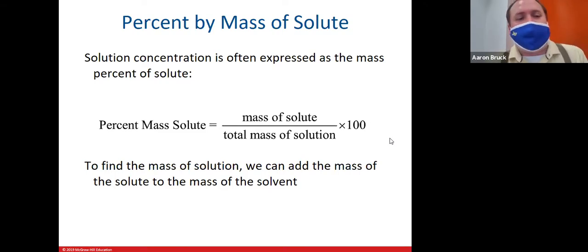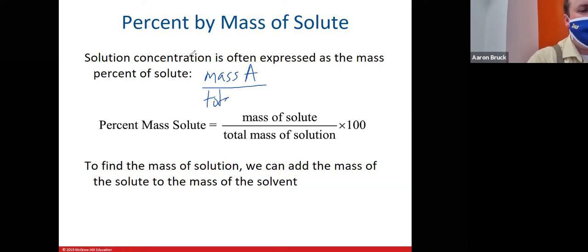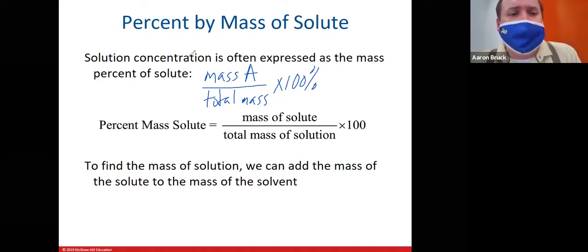Percent by mass can be measured as the mass of solute divided by the total mass of solution multiplied by 100%. We did something similar to this again in that percent composition unit when we had mass of element A divided by total mass times 100%. It's the same calculation. The only difference is our terminology.